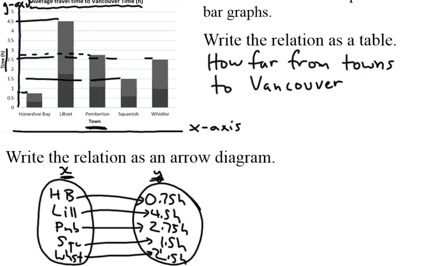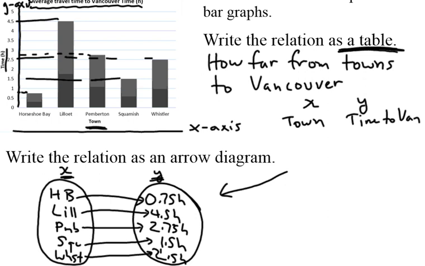So how far from towns to Vancouver? Again, I skipped the table. In this case, we were able to come up with the arrow diagram without too much trouble, but we could still come up with the table. Again, table is x compared to y. We need to know what town we're in before we know the time to Vancouver. That's what we have to know first, x.